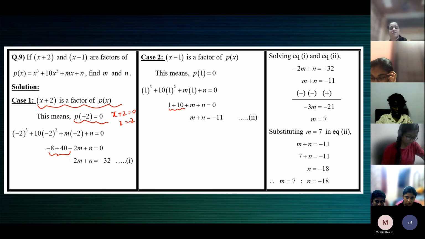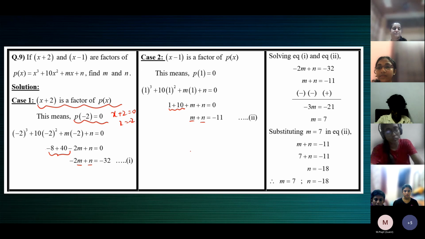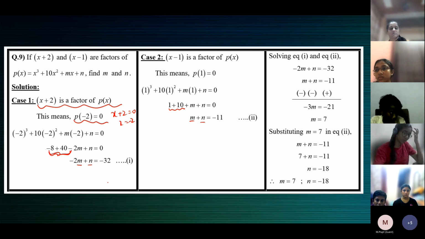Ten plus 1, 11. On the other side, minus 11. So these are the two equations. I'm having m and n, the variables, on one side and the constant on the other side. M and n on one side and the constant on the other side. Minus 8 plus 40 is 32. When you take it to the other side, it becomes minus 32.